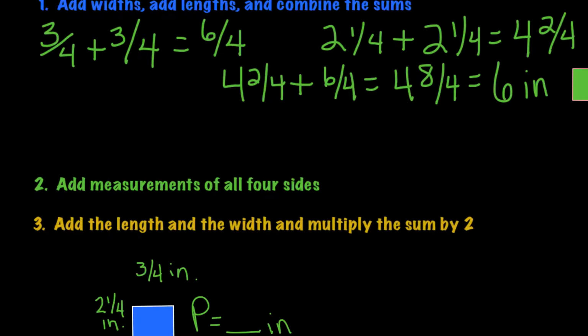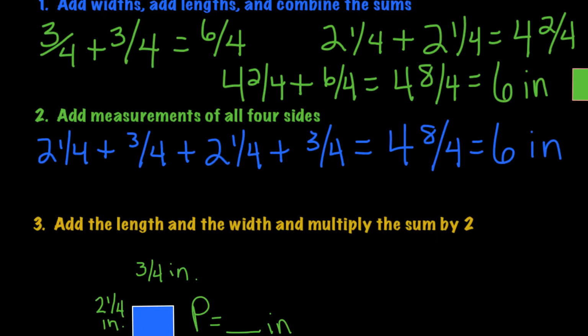So our first method was to add the widths and the lengths and combine the sums. So if I add the width, I have 3/4 plus 3/4 equals 6/4. And then if I add the lengths, I add 2/4 and 2/4, and I get 4 2/4. So I take this sum and this sum, and I add those together, which gives me 4 8/4, and 8 divided by 4 is 2. So I add that whole number 2 to the 4, which gives me a final answer of 6 inches as my perimeter using that method.